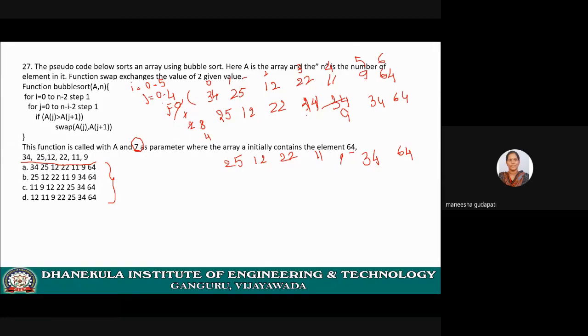Again i increments to the next position. i becomes 2. Now j repeats from 0 to which position? 0 up to the third position. So j equal to 0. Again swapping. Here you will get 12. 25 moves to the next position. Again in the next iteration, 25 greater than 22, so 22 came to this position, then 25.